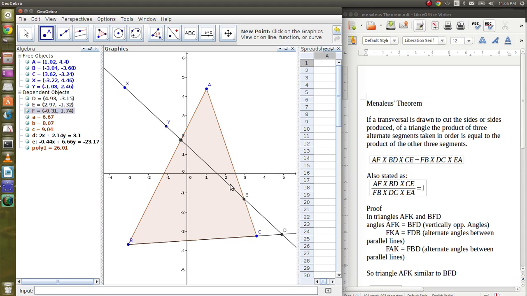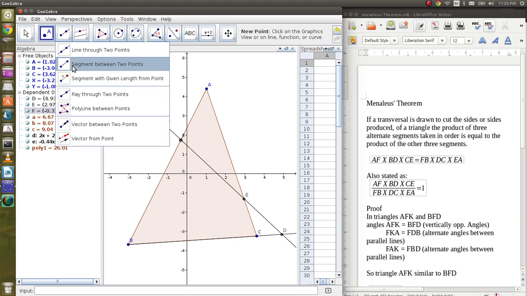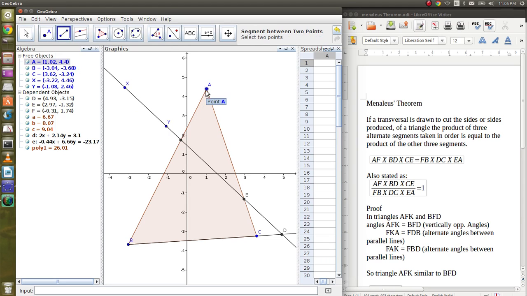Okay, so as the Menelaus theorem is stated, AF into BD into CE equals FB into DC into EA. So let's collect the segments.